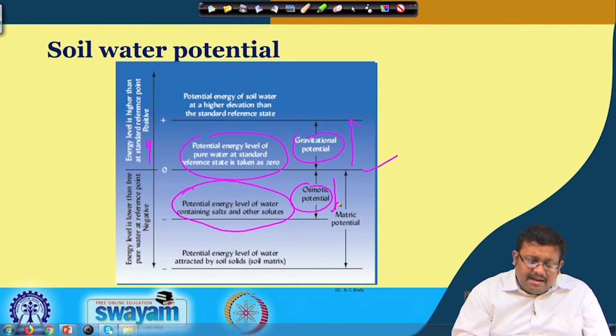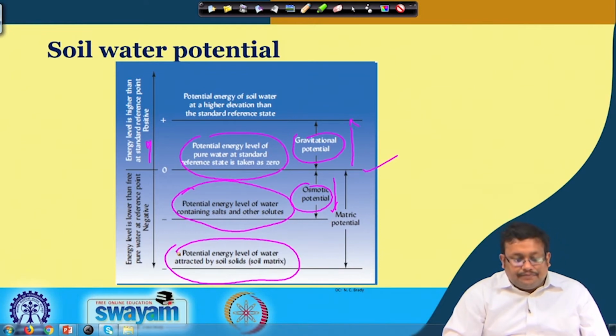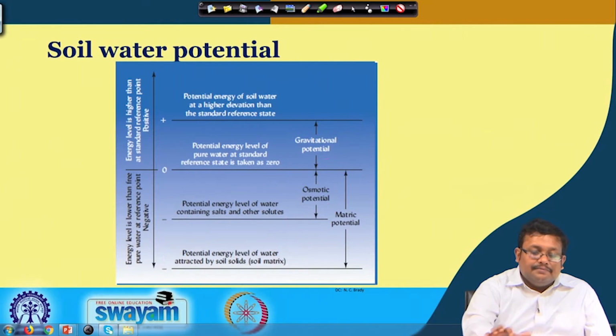So, it is negative in sign, and finally, there is the potential energy level of water attracted by soil solids or the soil matrix, and we call it matric potential. This is also negative. So, you can see the manifestation of different potentials like gravitational potential, osmotic potential, and matric potential, and their relative position as compared to this pure or reference state, which is taken as 0. Remember that the potential at this reference state is always taken as 0.